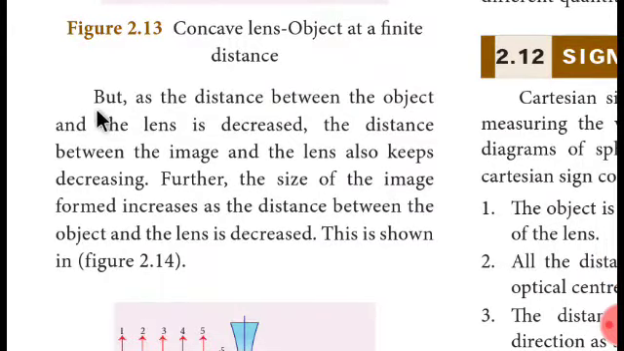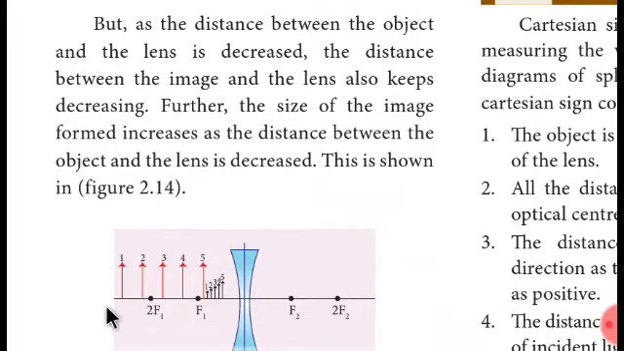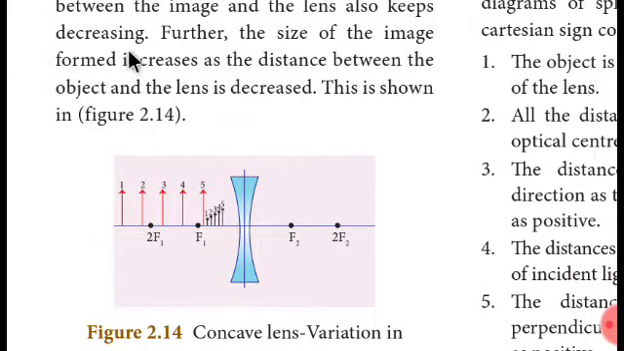But as the distance between the object and the lens is decreased, see, this is the object, right? And this distance is the distance between object and lens. If you are going to decrease this distance, that means if the object is placed at 2 or 3 or 4 or 5, then the distance between the image and the lens also keeps decreasing. But first of all, we will complete the paragraph.